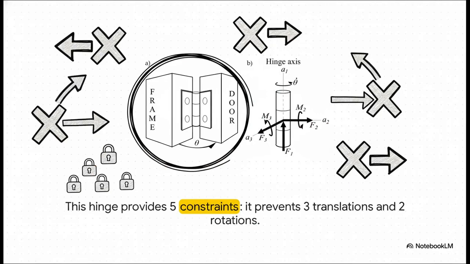It completely stops the door from moving up, down, or sideways. Bam, that's 3 translations gone. It also stops it from tilting forward or twisting side to side. That's 2 rotations gone. It applies 5 distinct constraints.